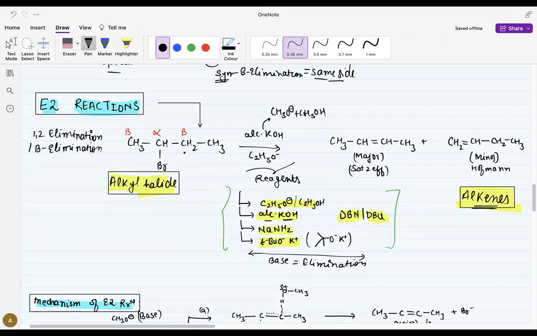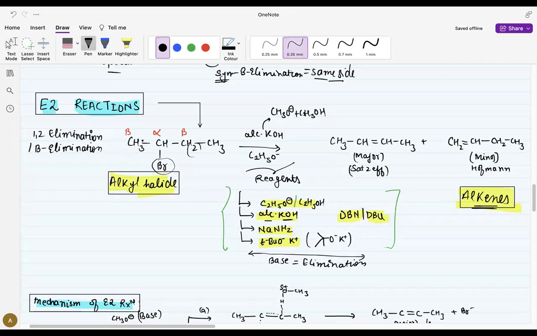Means you have to remove hydrogen and Br, hydrogen and Br, from two positions, alpha and beta. Adjacent position से hydrogen और Br निकालना है. So you have two possibility to remove them.